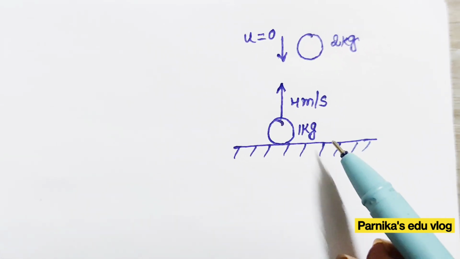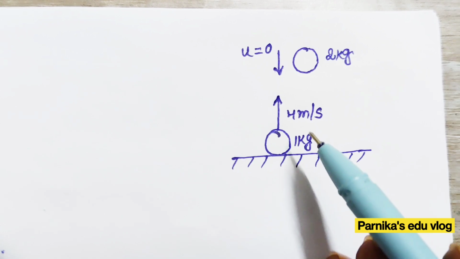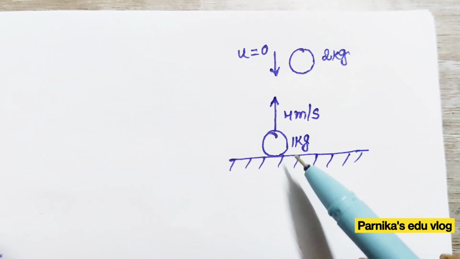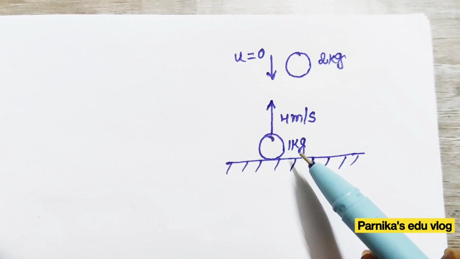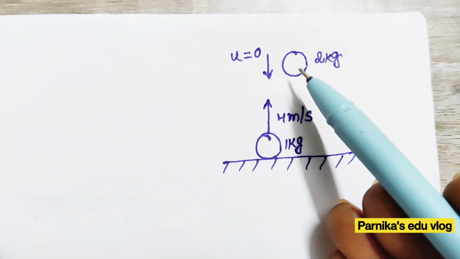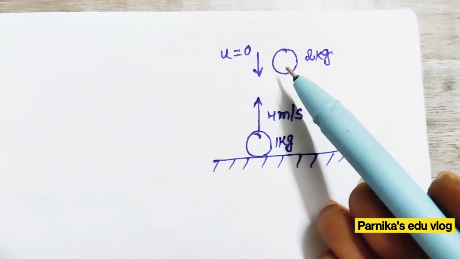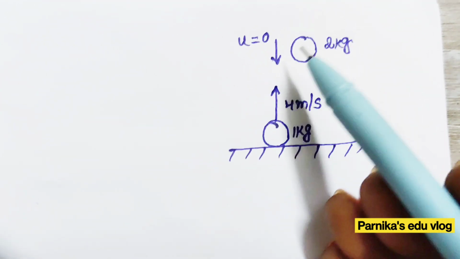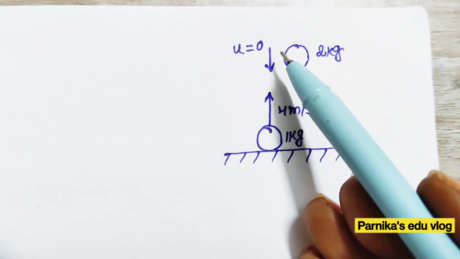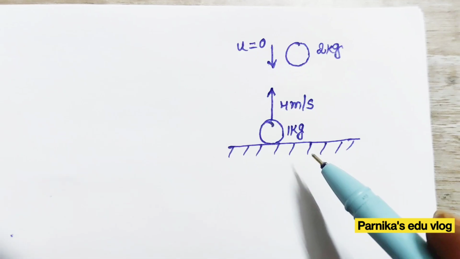Students, this is the given figure. One ball is thrown up with initial speed 4 meter per second. The ball mass is 1 kg. And the second ball is released from rest, whose mass is 2 kg. Released from rest means what? The initial speed will be 0 meter per second only, right? So, let's write down the given data.